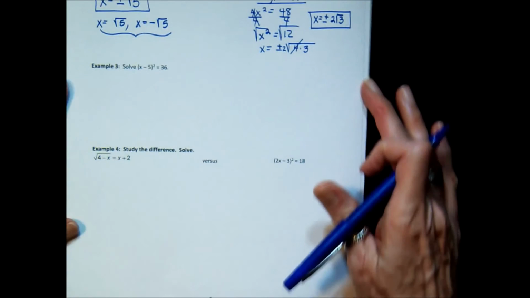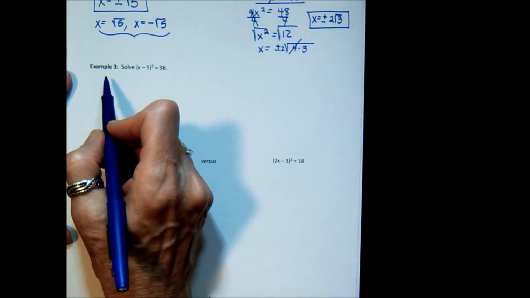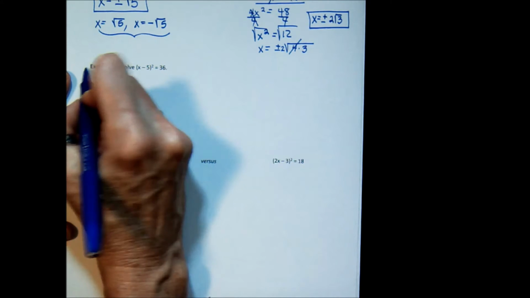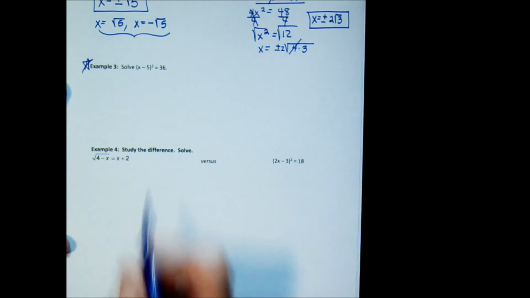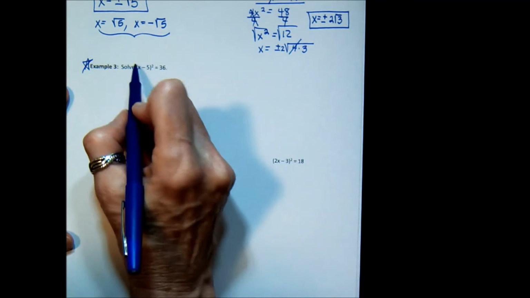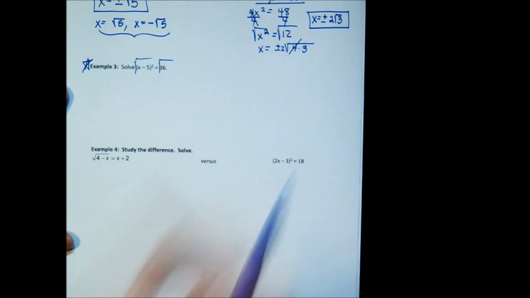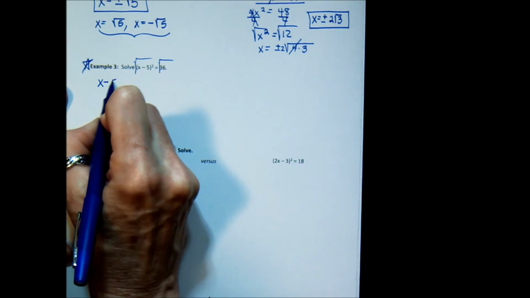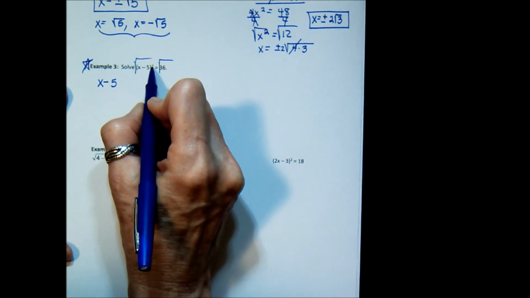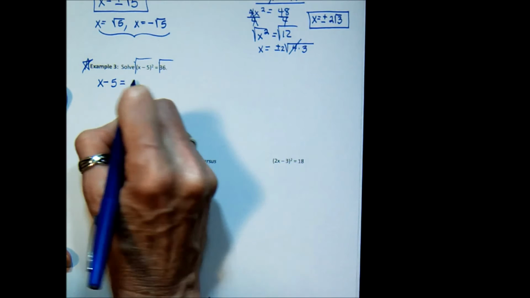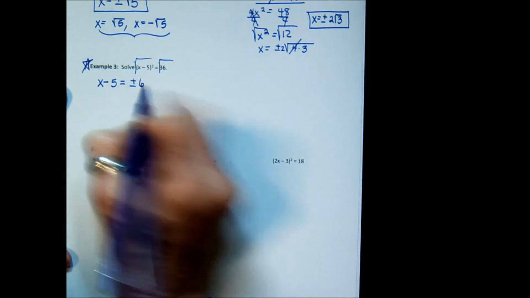All right, let's try one more. We have example 3, x minus 5 squared equals 36. This is a very important one. It's a little bit different. What's been squared has been isolated. So I can go ahead and take the square root of both sides to undo that squaring. So I have x minus 5, because the square root sign and the square sign undid each other, equals, remember, square root of 36 is plus or minus 6.